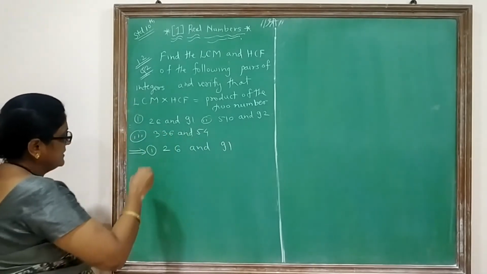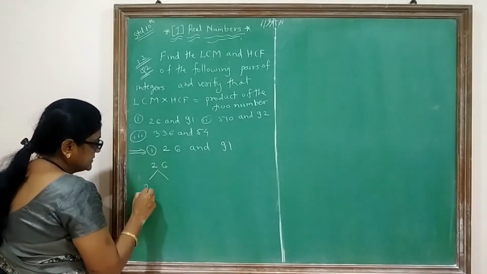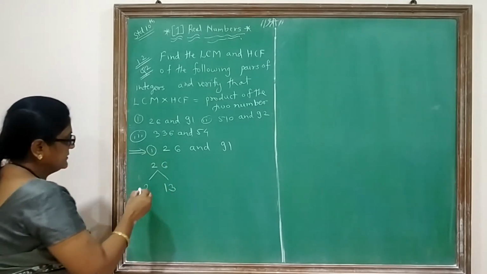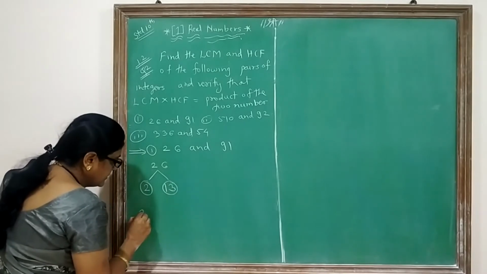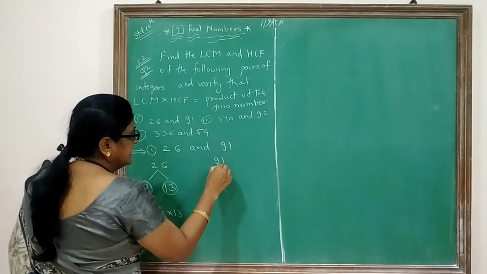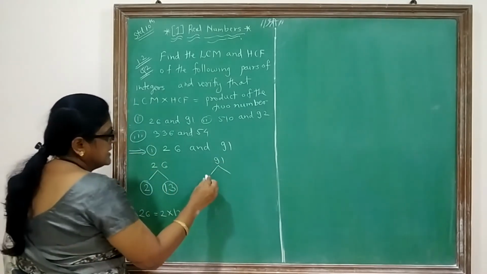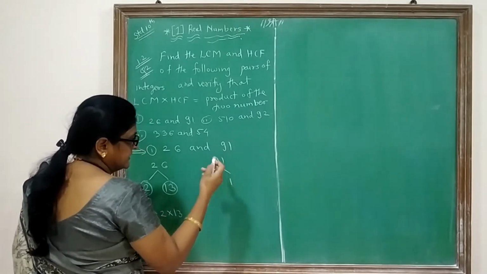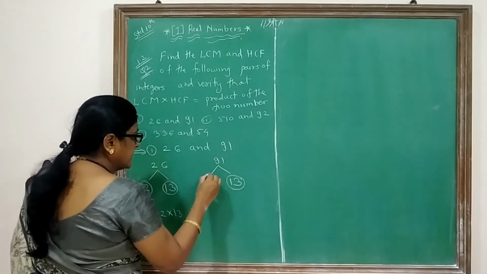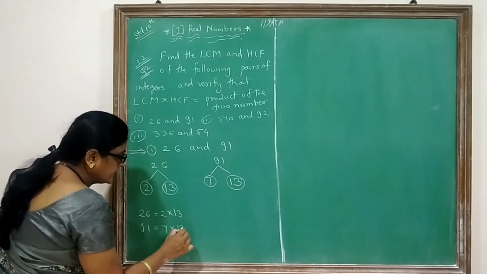26 and 91. First you will do prime factorization. 26: 2 ones are 2, 2 thirteens are 26, and 13 is a prime number. Then you will write 26 equal to 2 into 13. Now 91: 3 threes are 9, but 1 is remainder, so this is not correct. Then 7: 7 ones are 7, 7 thirteens are 91, and 13 is a prime number. Then you will write 91 equal to 7 into 13.